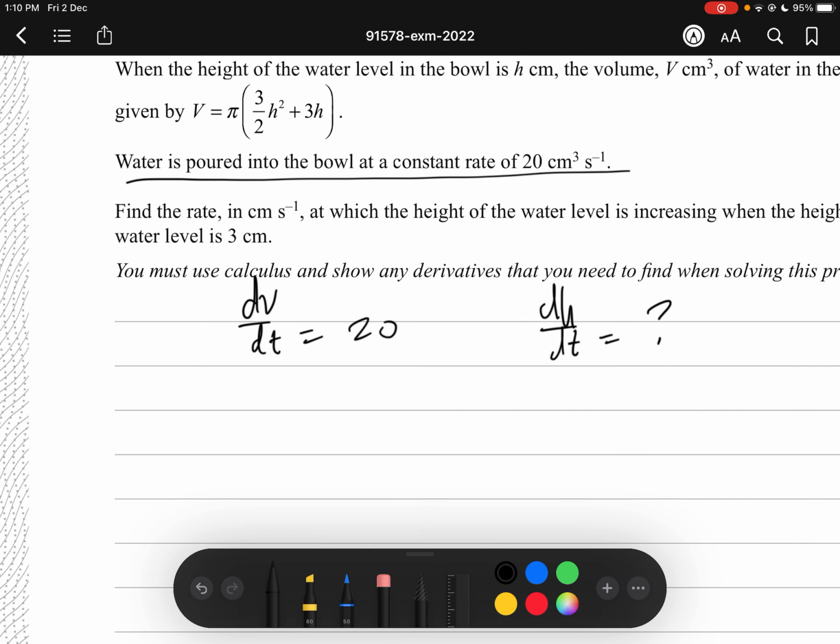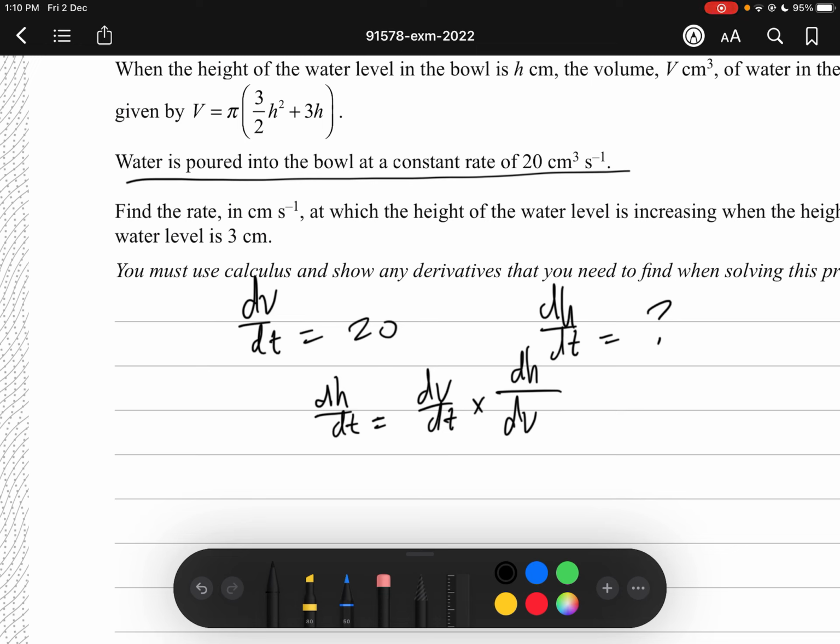So for these types of questions, the first step is just to rewrite dh on dt as an expression related to dv on dt. So we have dh on dt equals dv on dt multiplied by something. You want to cancel out the dv, so we put dv on the bottom here, and we want to introduce dh, so we put dh on the top here.